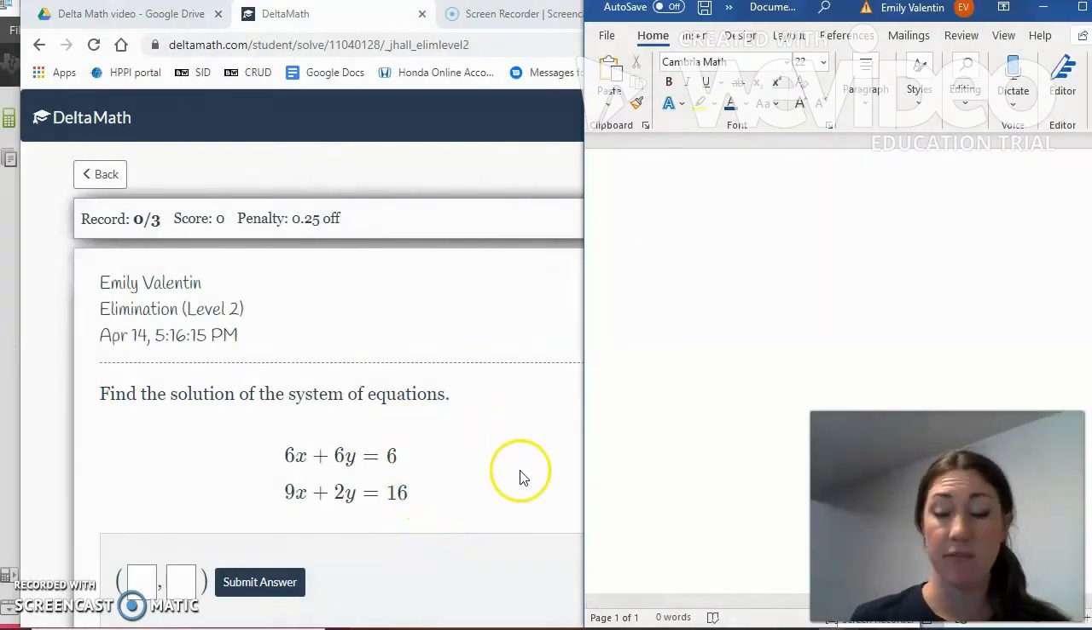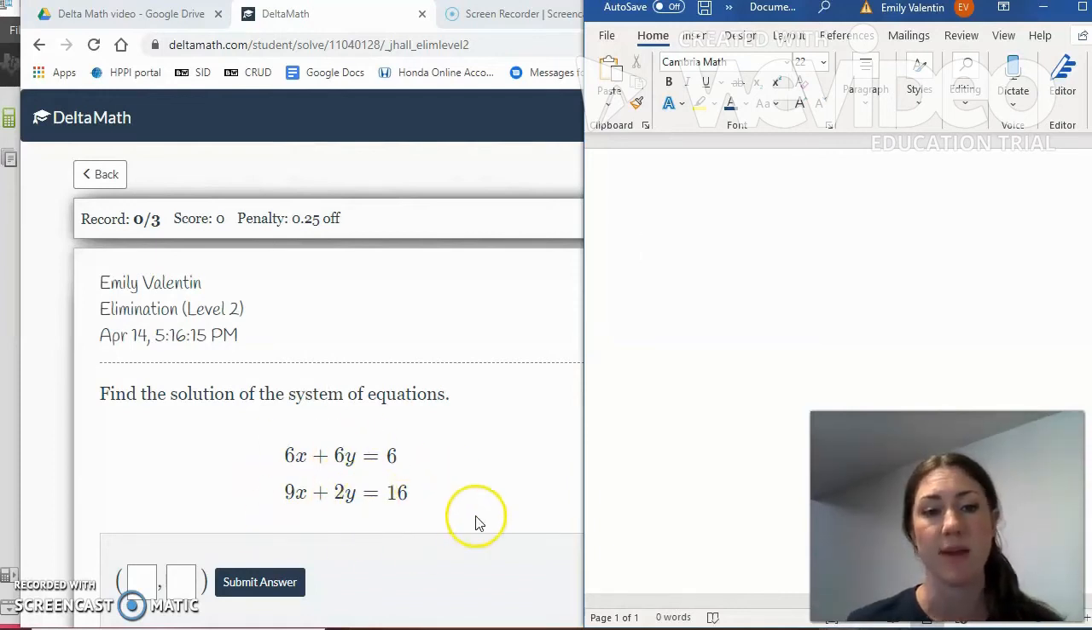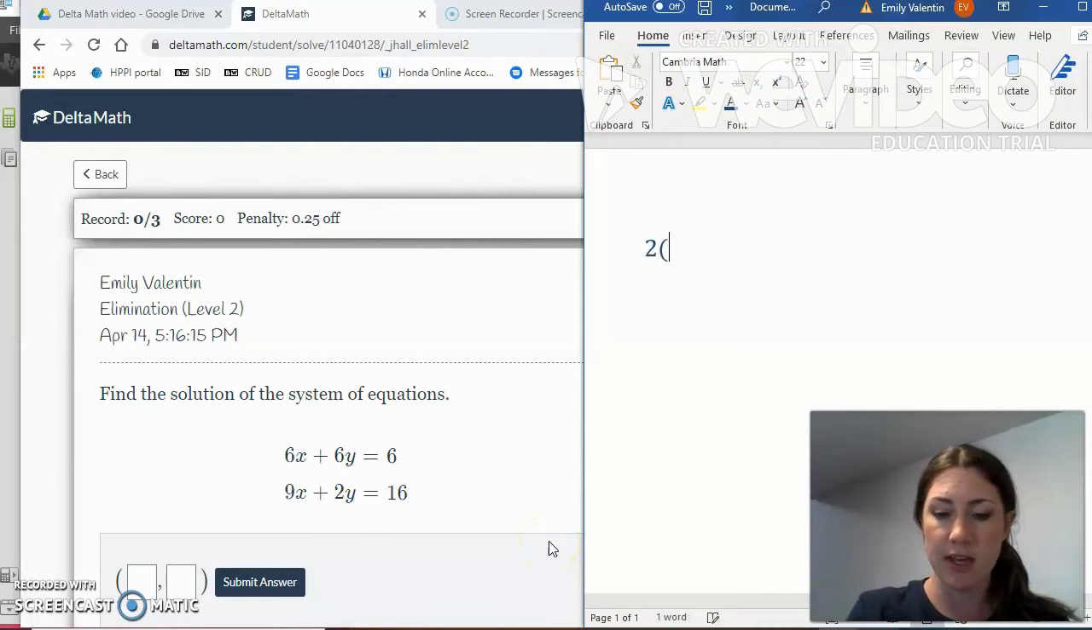This is elimination level 2. I see that none of my equations match up to where, if I just add equations together, they would automatically eliminate. So I'm going to have to do some kind of multiplication. I am going to select these y's here because I can take the second equation, multiply it by 2, and that'll give me the 6y to match the first equation. So I'm going to go ahead and take that entire second equation, multiplying both sides by 2. 9 times 2 is 18, 2 times 2 is 4, and 16 times 2 is 32.